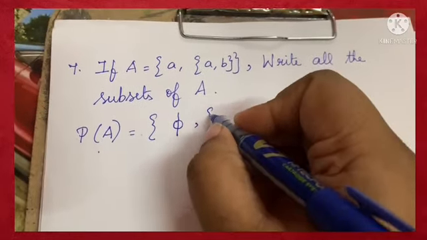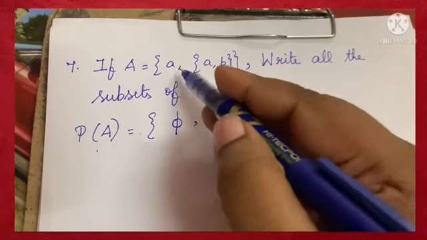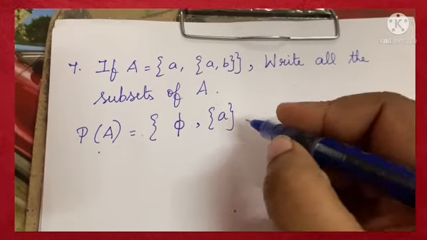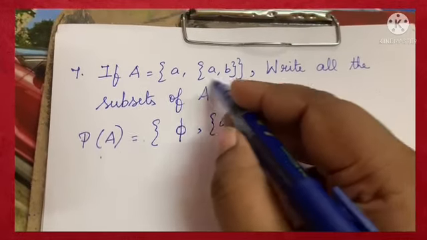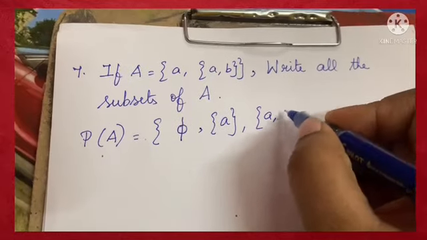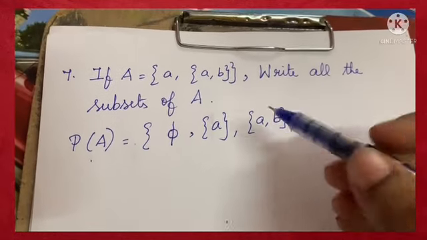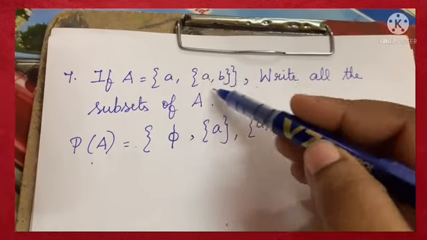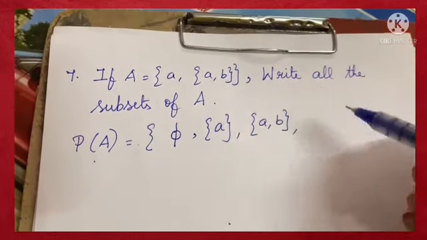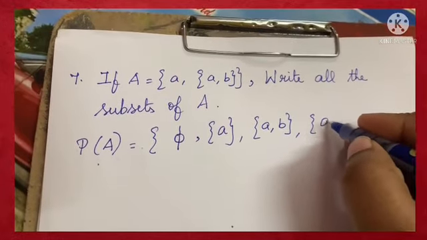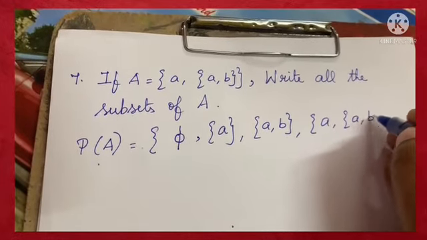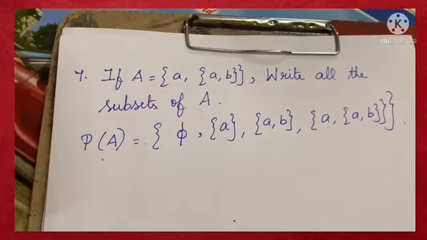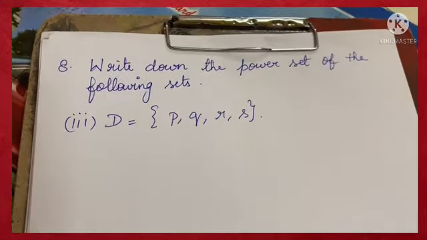Then I can write {a}, that is the first element as one set, and I can say the second element to be one set. Don't consider this as a set. Now this is inside a set, so we should call this only an element. And then the last one, the set itself, is a subset. Okay, now moving on with the eighth sum.